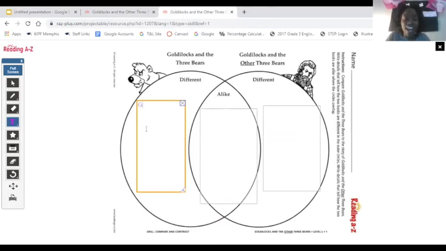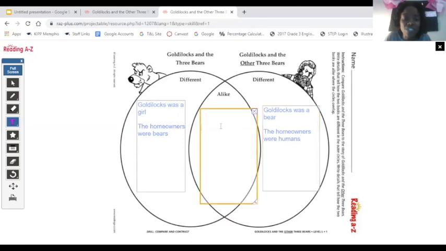All right, let's see if you got it. In the original version, Goldilocks was a girl, yes. And then the homeowners, the people who owned the home, were bears or animals. Let's just say bears. All right, now let's look at Goldilocks and the other 3 bears, the story we just finished reading. What was the difference? We noticed that in this story, Goldilocks was a bear and the homeowners were humans. Yes, that was a significant difference.